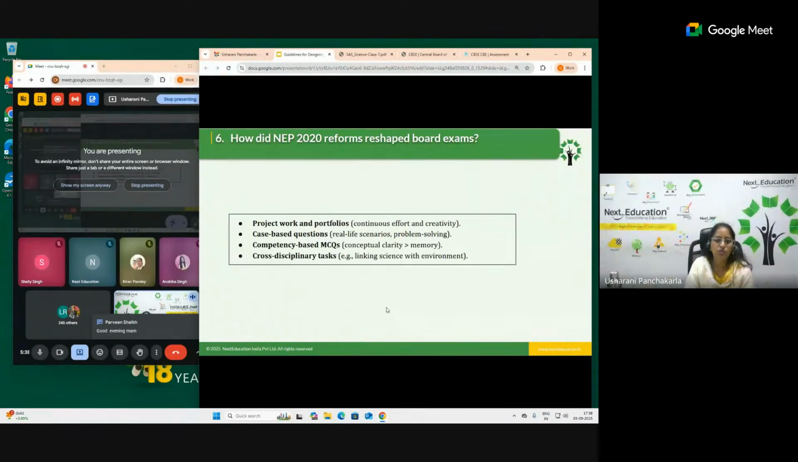how NEP 2020 reforms reshaped the board exams. Now, here one is, as we said, project work and portfolios, continuous effort and creativity; case-based questions, that is real-life scenarios and problem solving; competency-based MCQs, where conceptual clarity is greater when compared to memory; and cross-disciplinary tasks, where we are linking science with math, English, social, etc. All right. So this is how NEP 2020 has reformed the education and even the assessment, so the emphasis has come.